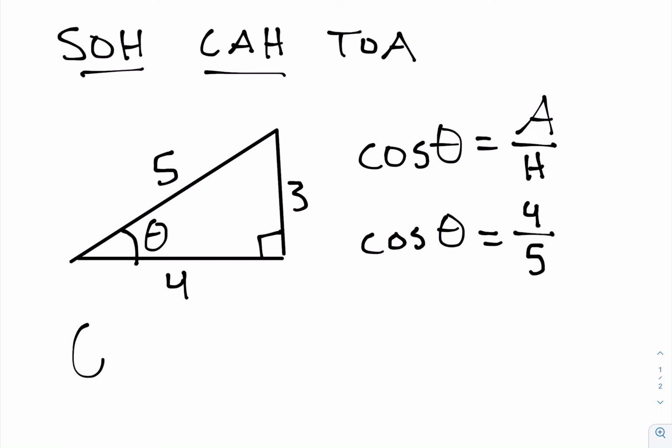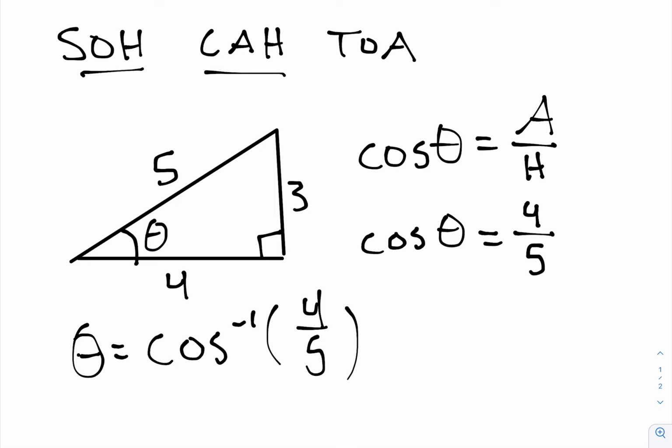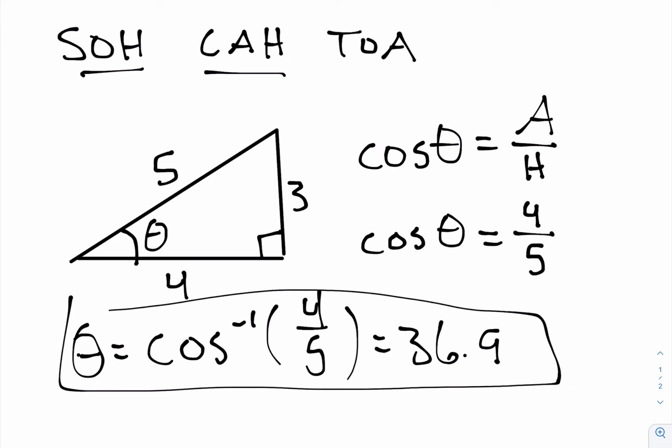Okay, so if we want to find theta, last time we did the inverse sine of 3 over 5. This time we're going to do the inverse cosine of 4 over 5. And it just so happens that that is also 36.9. So we can find the same thing using cosine instead of sine.